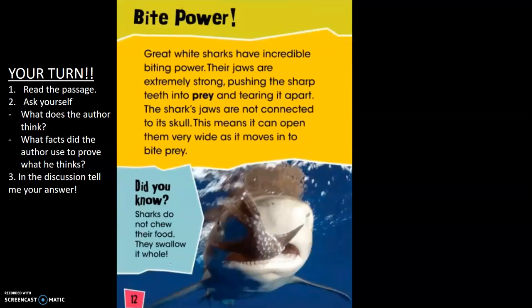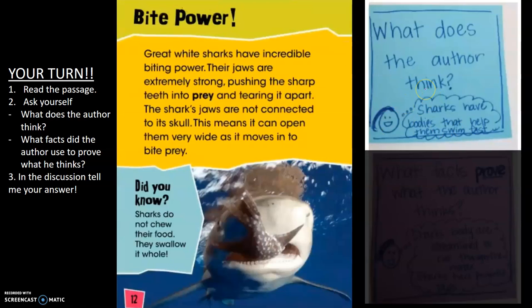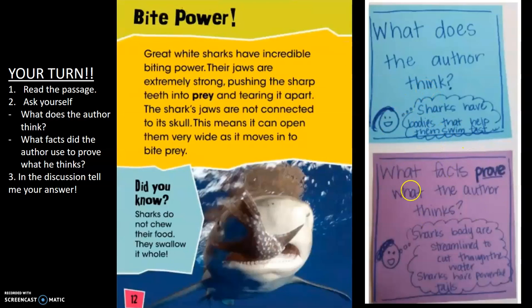Great job. Let's review. Today we learned how to find the author's point by looking at the first step, which is what the author is thinking. And then we had to find a fact to prove what the author thinks. Great job, boys and girls. Don't forget to do your assignment of looking at what the author thinks in this Bite Power page and finding facts to prove what the author is thinking.